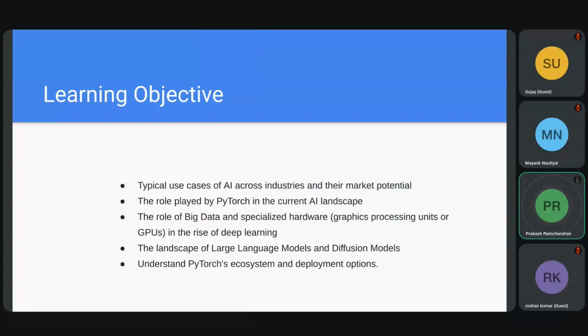So the objective we have set here for learning in this specific session is: what are the typical use cases of AI? I don't have to explain AI. AI is artificial intelligence across industries and their market potential. There is a lot of potential for AI. That is why everybody is jumping after AI. Then the role played by PyTorch in the current AI landscape. So what is the current AI landscape?